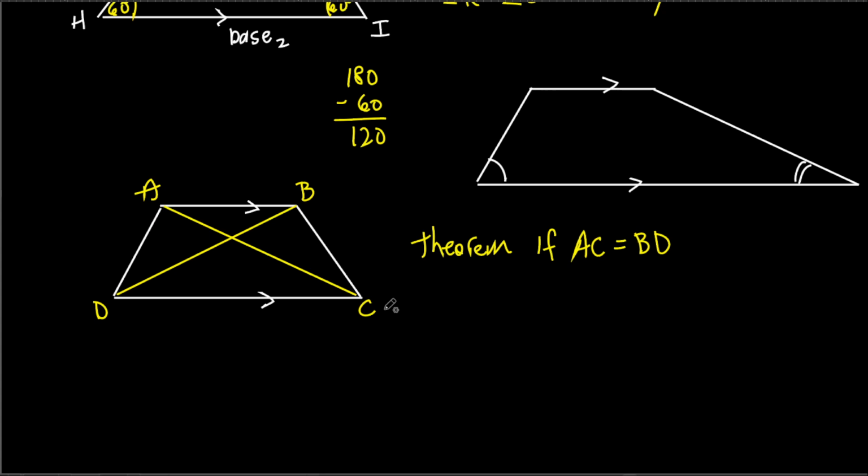I said it just seconds ago. It's a diagonal. That's right. So AC is a diagonal. Tell me what BD is. It's also a diagonal. Agreed? So here's what the theorem says. If the diagonals are equal to each other, guess what kind of special trapezoid this is?